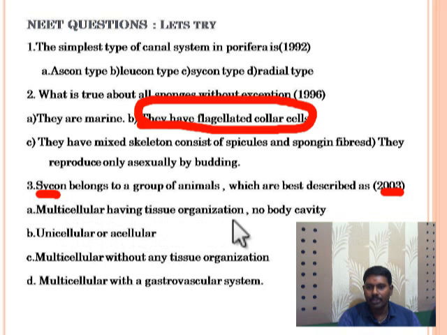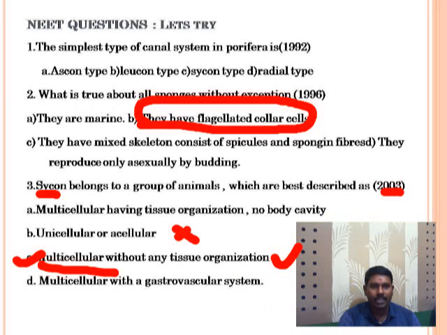Multicellular, having tissue grade? No, there is no tissue grade here. Unicellular or acellular? No, this is multicellular. This is multicellular without any tissue organization. Yes, this is right. Even though it is multicellular, there is no tissue organization. Cellular grade of organization is over here. The third option is right.